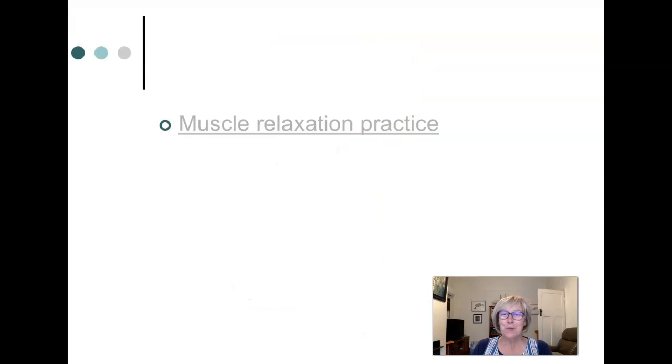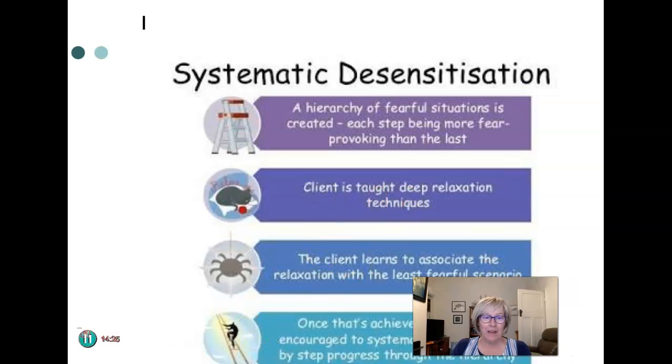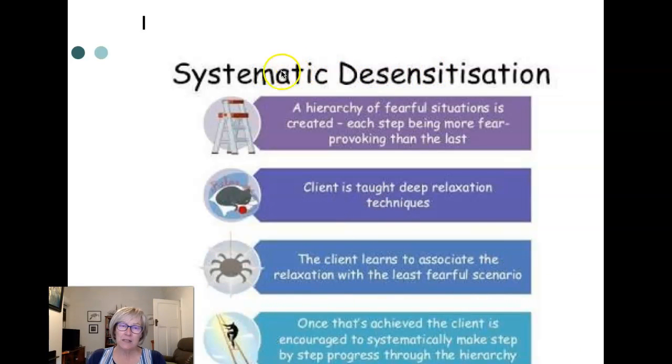Okay, so I hope you're feeling a little bit more relaxed after that muscle relaxation practice. And just remember that when we're conducting the behavior therapy, systematic desensitization, these are the key steps involved. So the first thing is that a hierarchy of fearful situations must be created between you and the client. Then it's about teaching the client deep relaxation techniques like the one that we've just done on the YouTube. And so eventually the client learns to associate being relaxed with the least fearful scenario.